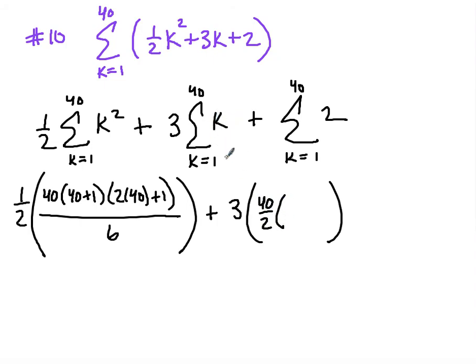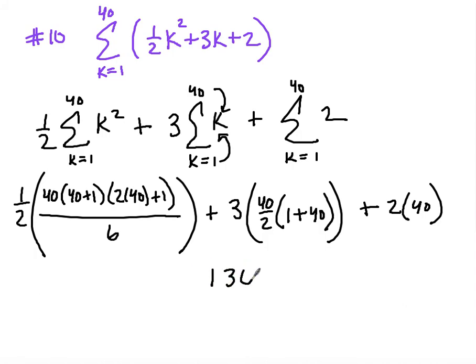2. My starting term would be a 1. My ending term would be a 40. And then lastly, this is just the constant 2 added up 40 times. So 2 times 40. And when you type all that in your calculator, here's what you should get.